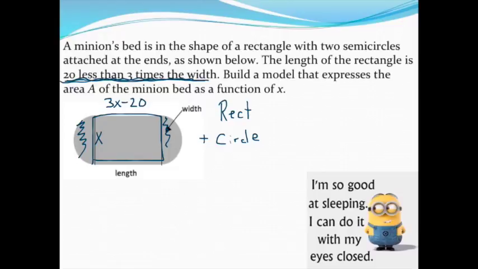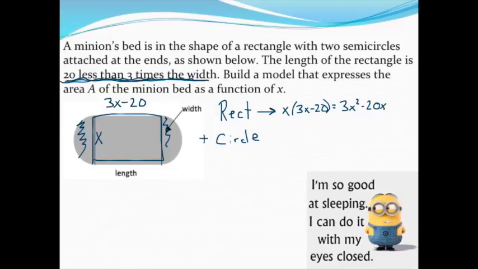So let's start with the rectangle. This is very much like we did in the last video. To find the area of a rectangle, it's length times width, so x times 3x minus 20. And all I can really do with that is distribute, so I'll go ahead and do that and get 3x squared minus 20x.